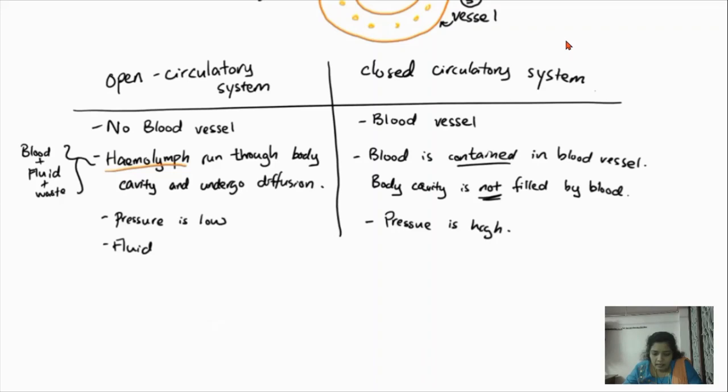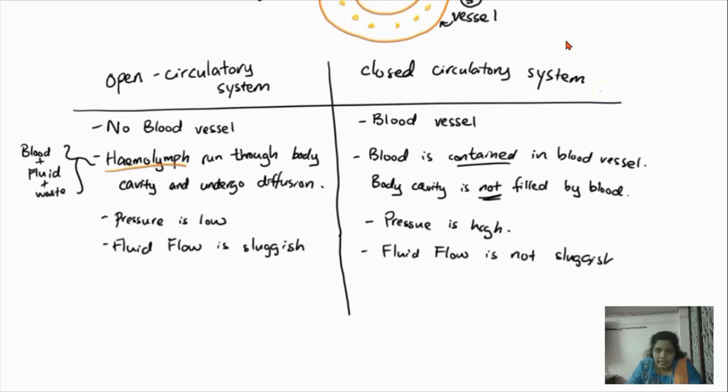The next point, the fourth point, is fluid flow. In the open system fluid flow is sluggish. Here fluid flow is not sluggish. Do you know the meaning of sluggish? It is a slow movement, or it seems lazy. Fluid flow is very, very slow. Here fluid flow is not sluggish; it is ordinary, normal.